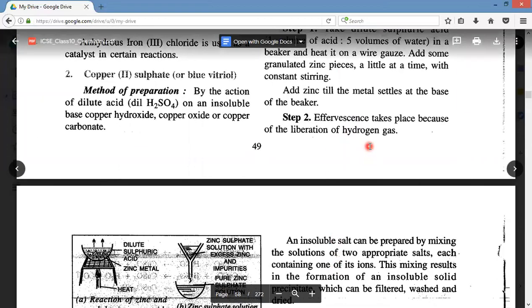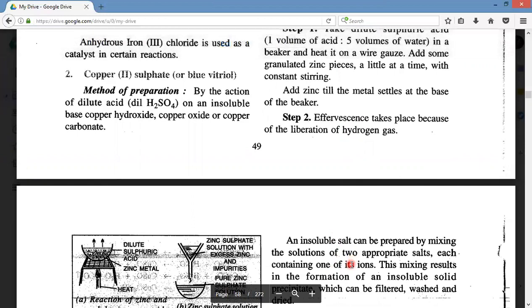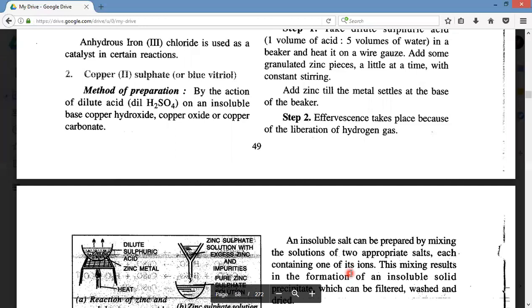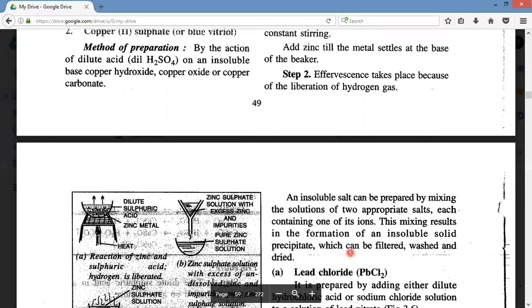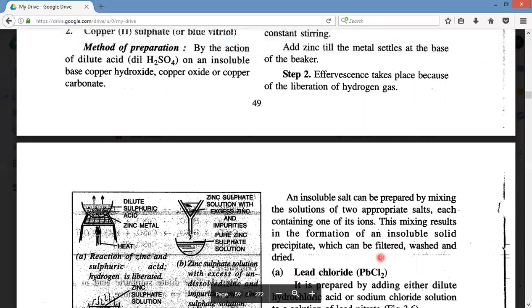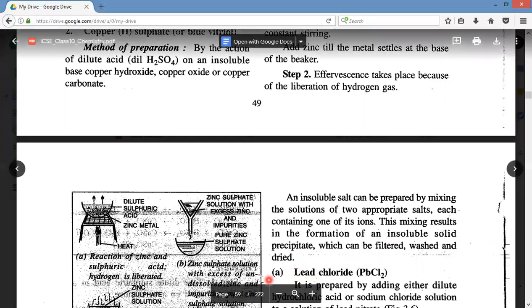One is this way. Another way is that an insoluble salt can be prepared by taking the solution of 2 appropriate salts. The condition is that in those appropriate salts, the required ions should be there. After the treatment, the solid precipitates will form, which can be filtered, then washed and dried.